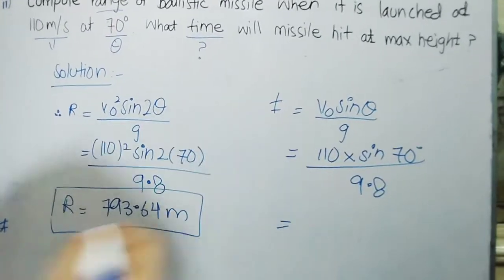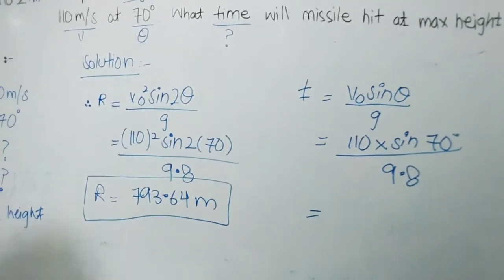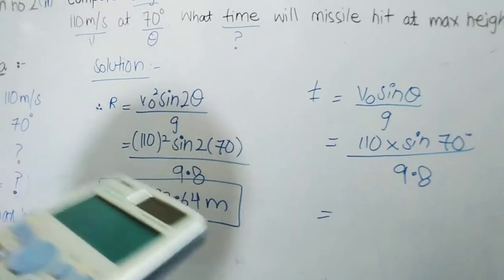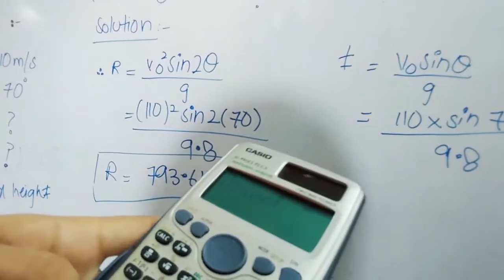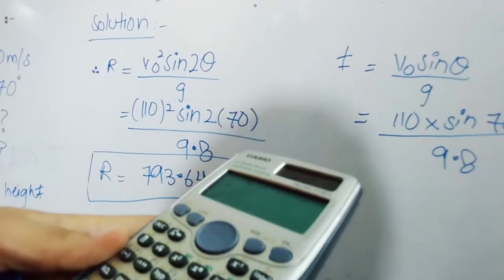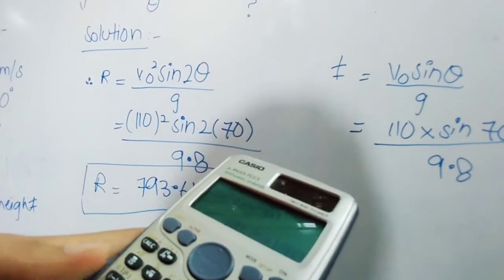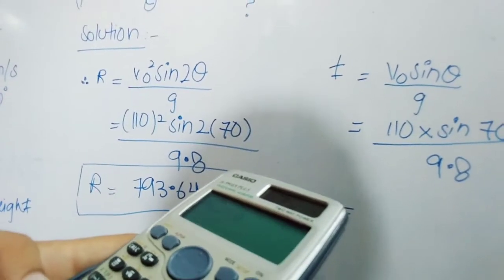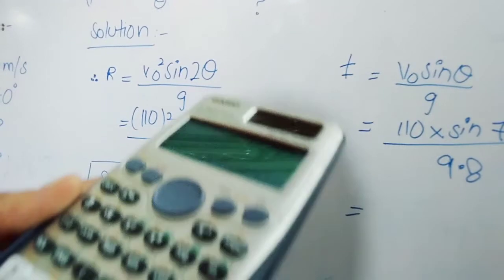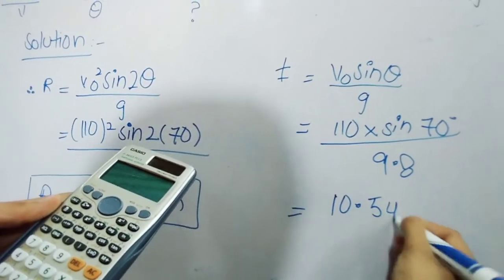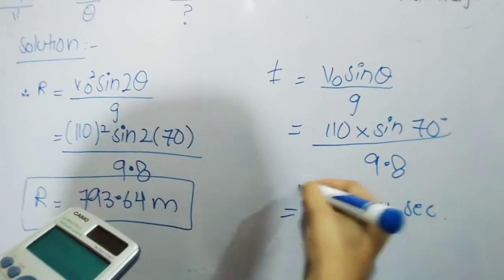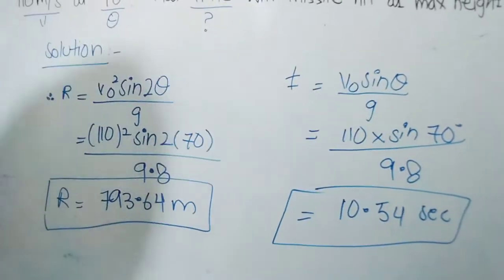Now bear with me for a few minutes while I find out the answer with the calculator. This is 110 into sine of 70 degrees. It gives me 103 divided by 9.8. It gives me 10.54. So the time of flight is 10.54 seconds. That's it. This is the solution for this numerical.